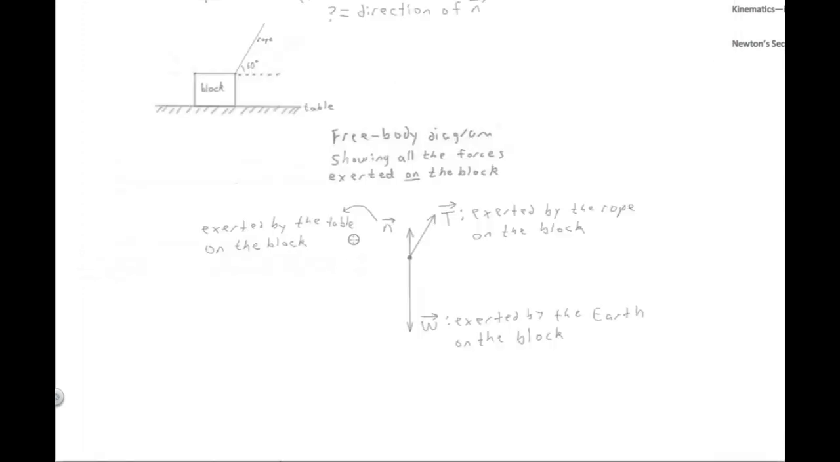Now, also remember that the free body diagram should include only the forces being exerted on the object, on the block. We shouldn't be including any of the forces exerted by the block. For example, we know that the table is going to be exerting a force on the block. Now, it's also true that the block will exert a force on the table, but that does not get included in this free body diagram. We don't want to include any of the forces being exerted by the block. We only want to include in this diagram the forces being exerted on the block.